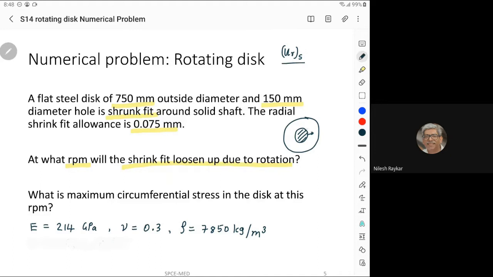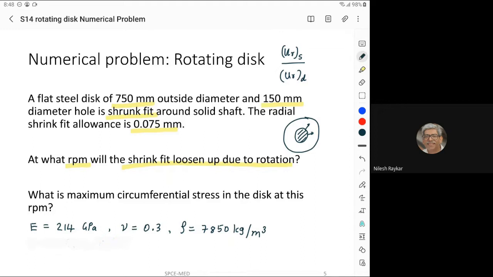And at the same radius, if you use the hollow disk formula, you will get another displacement, which will be UR, that is the radial displacement of the disk. So that I'm calling as URD. Now, as long as both these displacements are equal, nothing will happen. The joint will never loosen up because the shaft and disc will always remain in shrink fit condition.